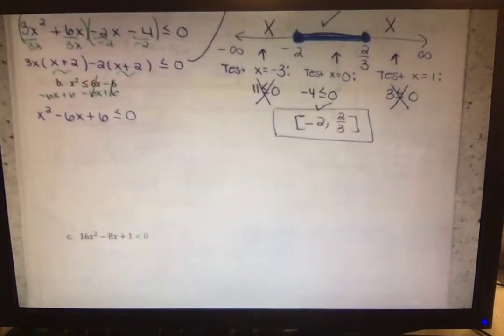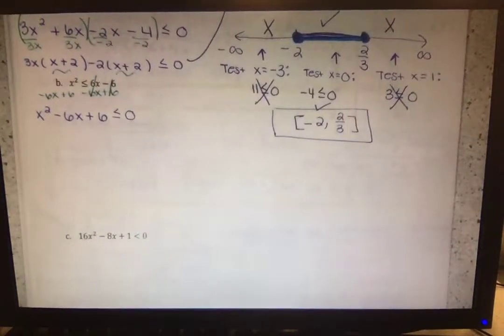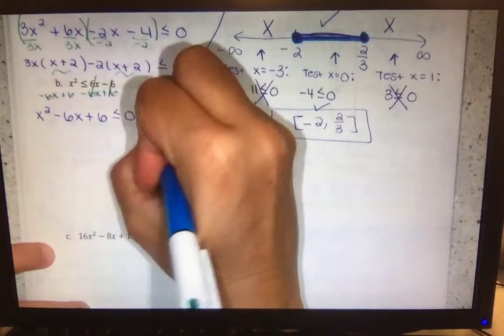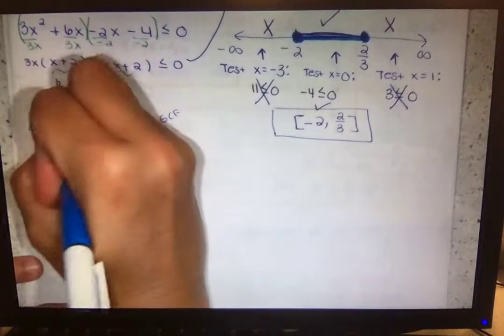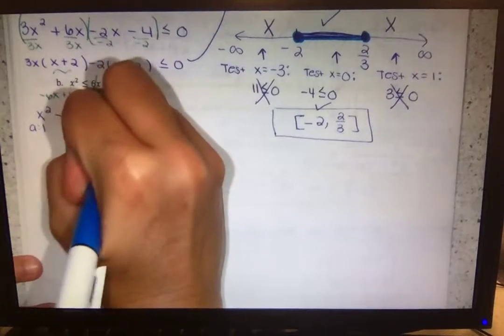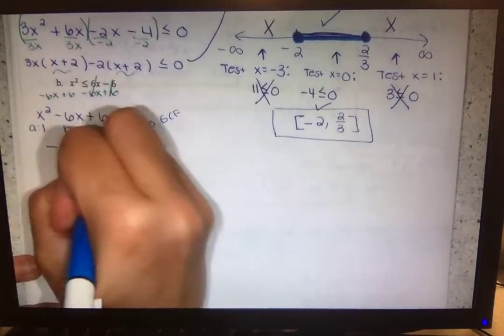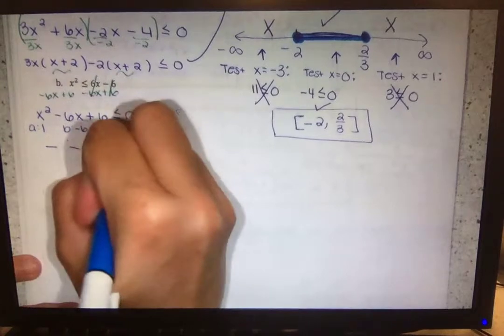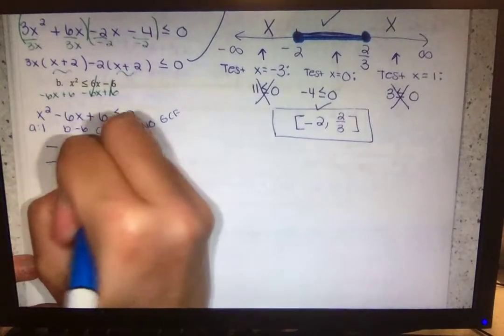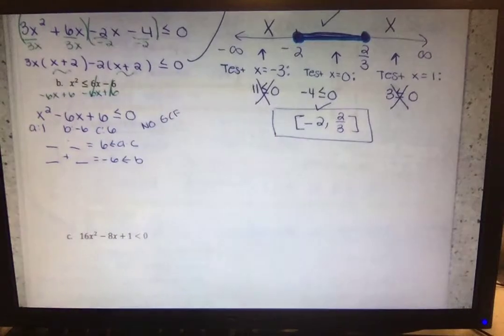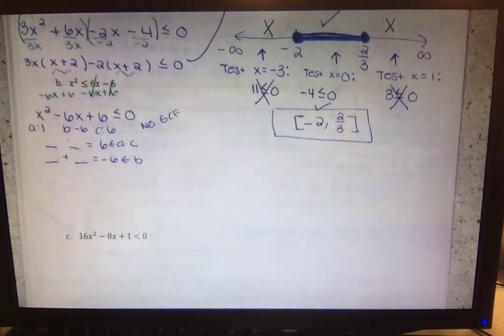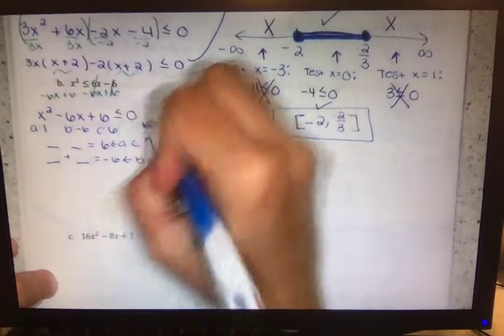So now we could try to factor. Is there a GCF? No, so no GCF. Our A value is 1, B is negative 6, C is positive 6. So we're looking for two numbers that multiply together to give us A times C, which is positive 6, and the same two numbers to be added together to give us negative 6, which is B. So nothing works, right? So not factorable.